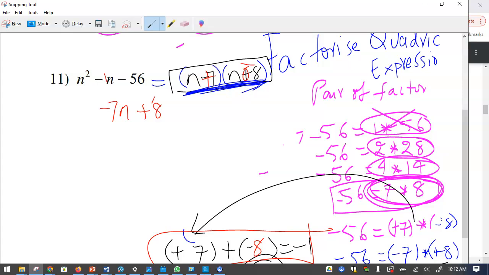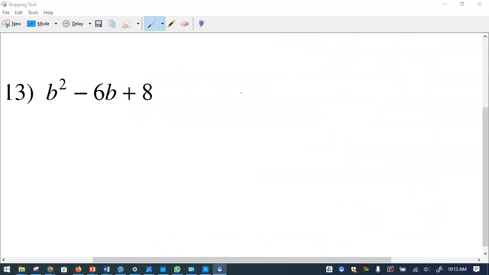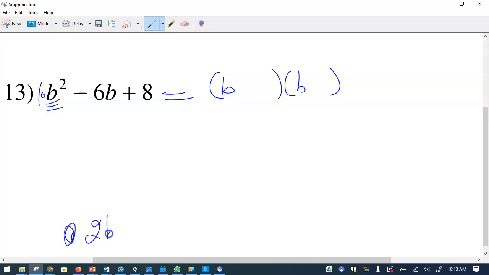Let me walk through another problem. So this question is b square. The first step is always to put two parentheses, and there's a b square, right? So you put a b and a b here. Remember there's a 1 times b square. Some other time it will be like 2b square maybe or 3b square, and we are going to use another method for that.